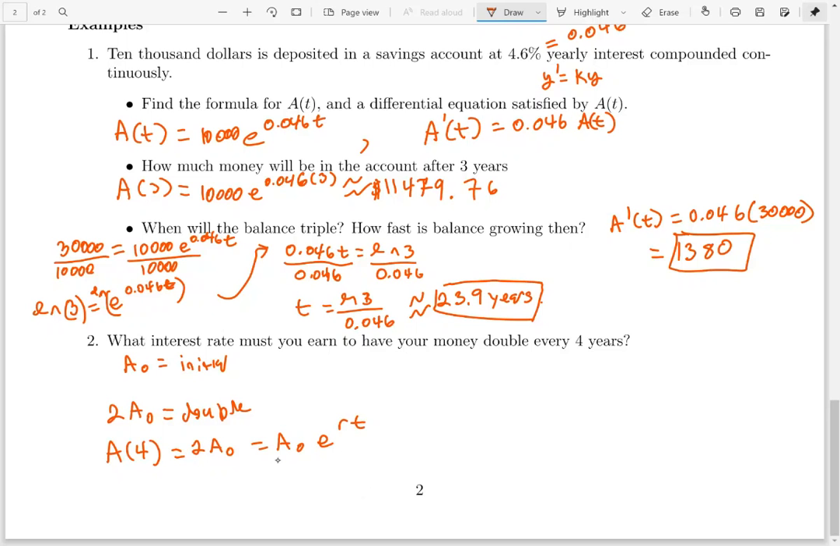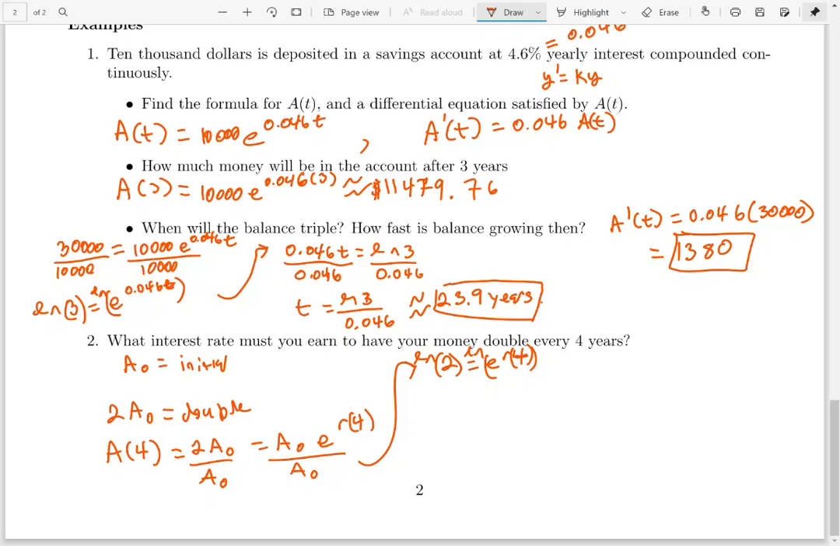Okay, great. Now I'm just going to solve this equation. Let's divide both sides by A sub naught. I get that 2 is equal to e to the rate times time. Take the natural log of both sides. And watch out, we know that 4 is my time, so 4 for t.